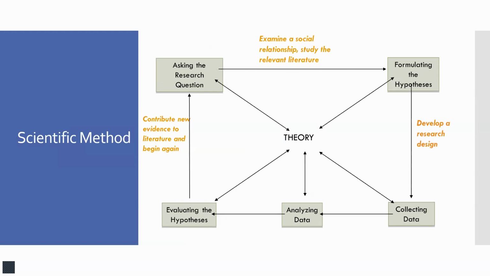And the scientific method examines the social relationships in these different elements that all try to connect back to theory. So we ask a research question, we formulate our hypotheses, we collect our data, we then analyze our data, and then evaluate our hypotheses. Then once we do that, we go back and we ask more research questions. It's this cycle that basically tries to give us an empirical or observational based understanding of the theory we believe to be true.